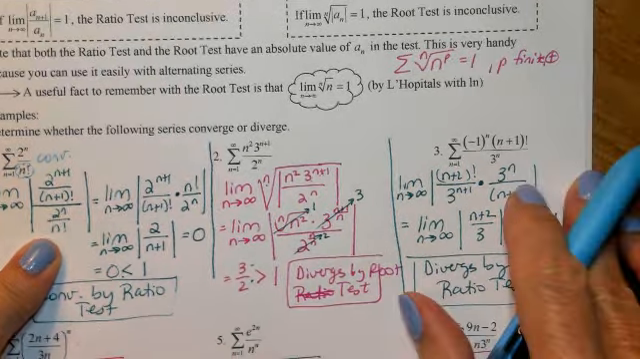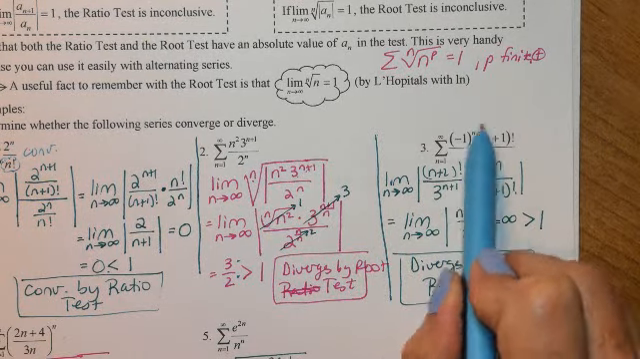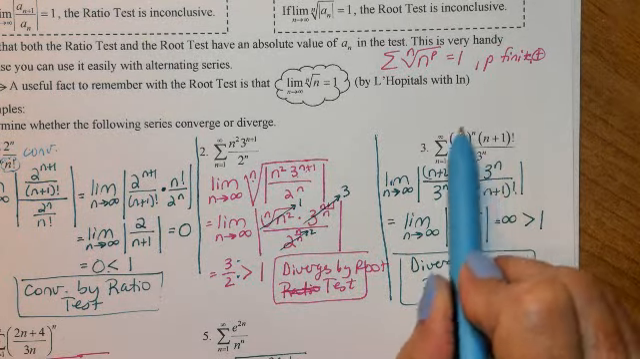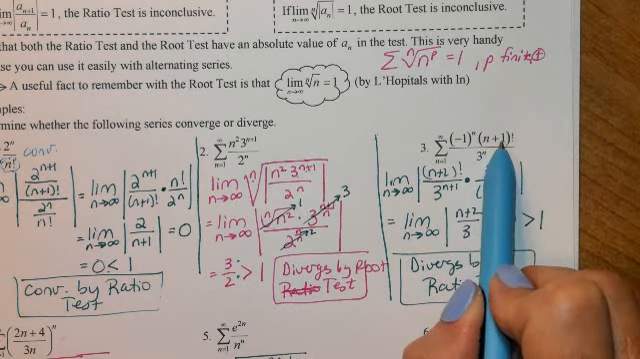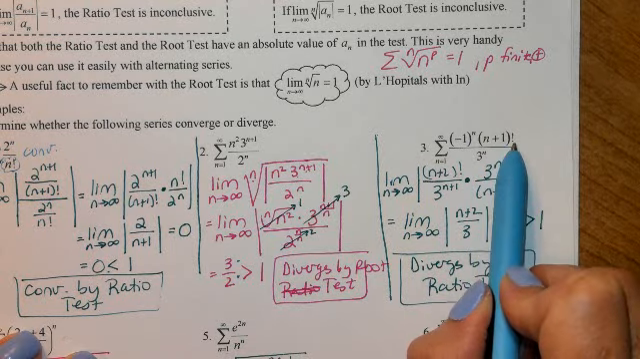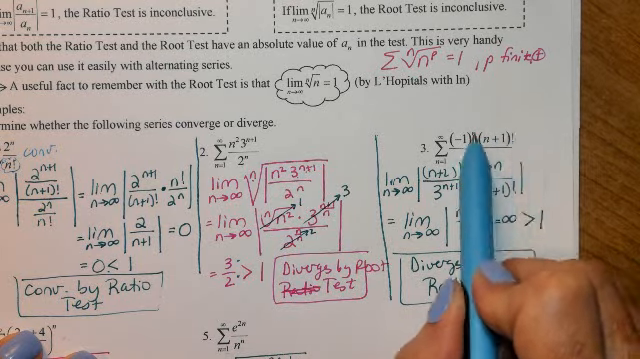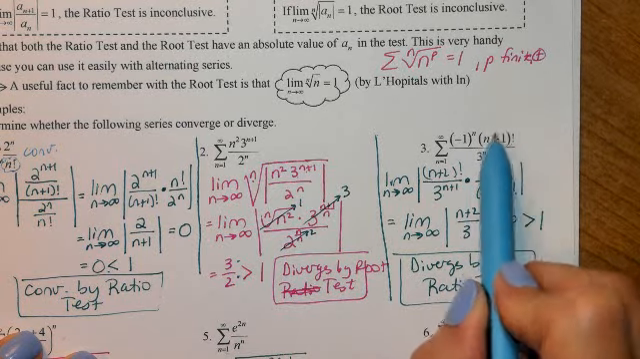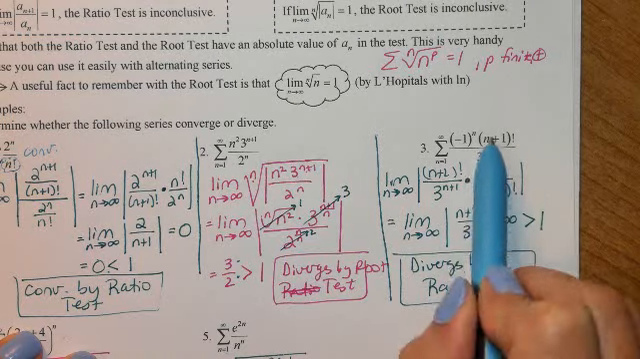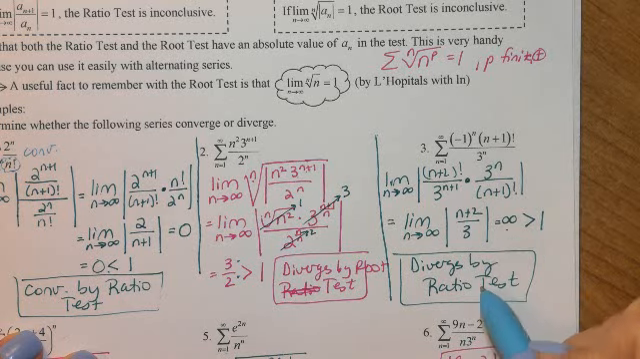Okay? Look over here at number 3. What's your strongest thing there? What's your strongest infinity in the factorial again? The factorial was stronger. Big Mama. Big Mama's in the house. And she's sitting up on top of that fraction. What's she going to do? She's going to send that guy to infinity. Diverged.